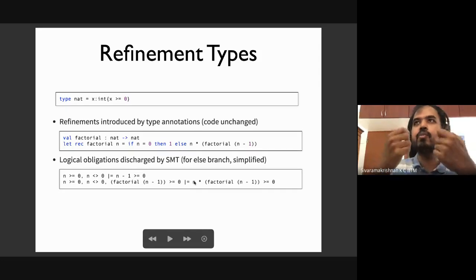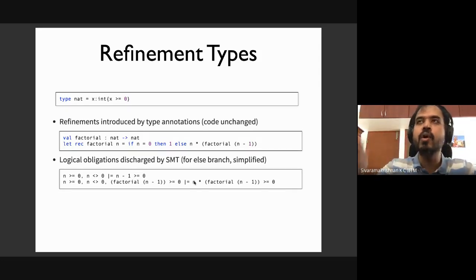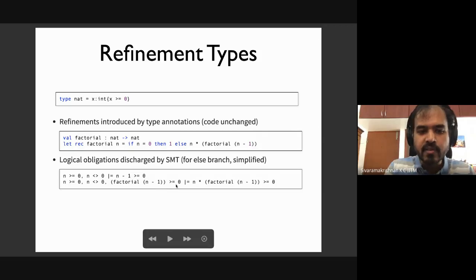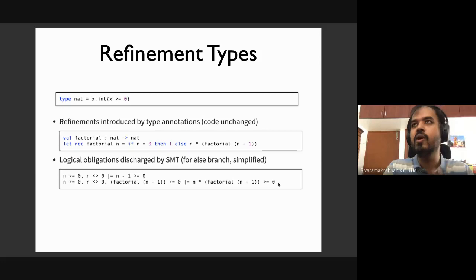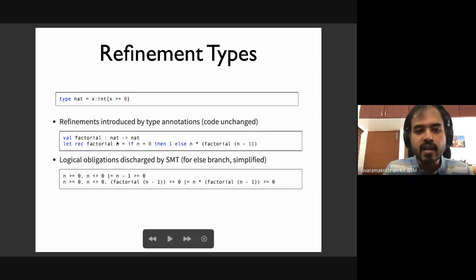This proof obligation is discharged to the SMT solver underneath, and the SMT solver says, okay, I can show that assuming these facts, this fact is true. If the SMT solver comes back and says it is fine, then F-star says, I accept this function. Even though it seemed very natural, F-star is actually doing all this work for you underneath. These are the steps by which F-star proves that factorial can be assigned the type nat.